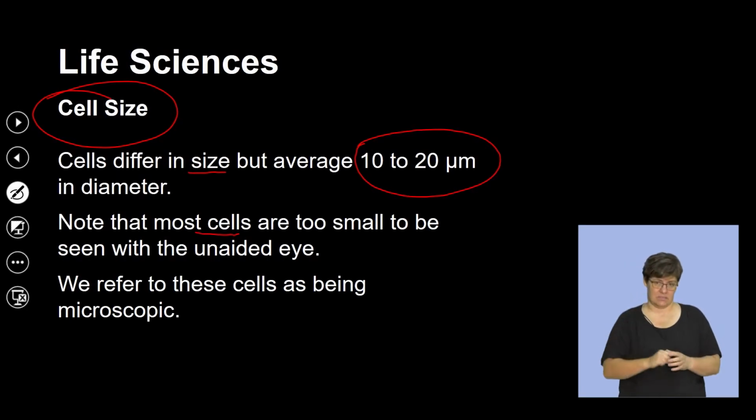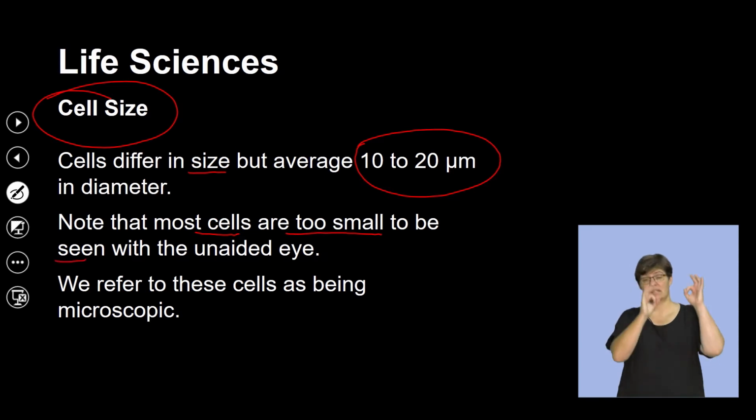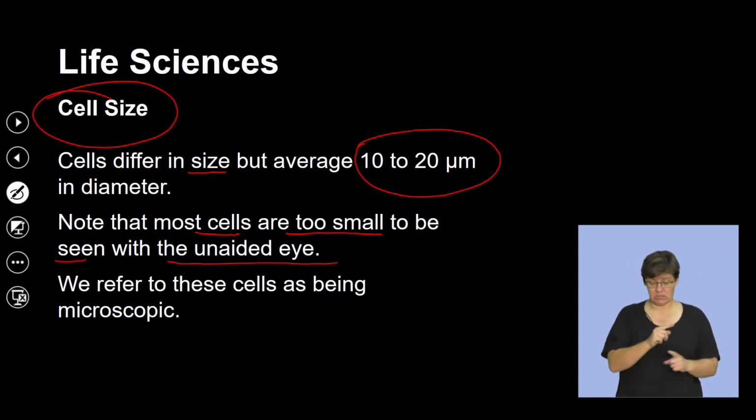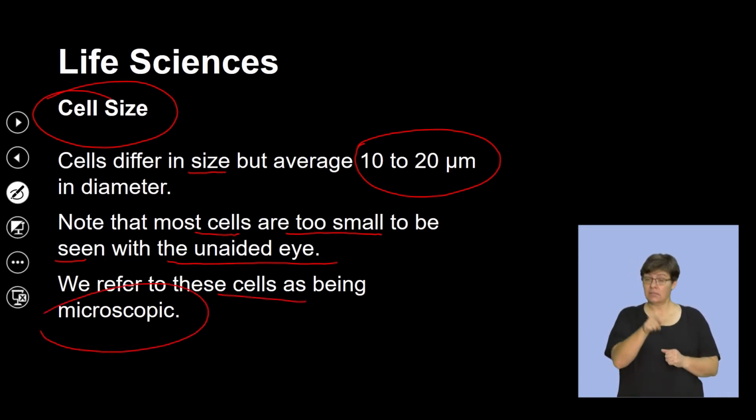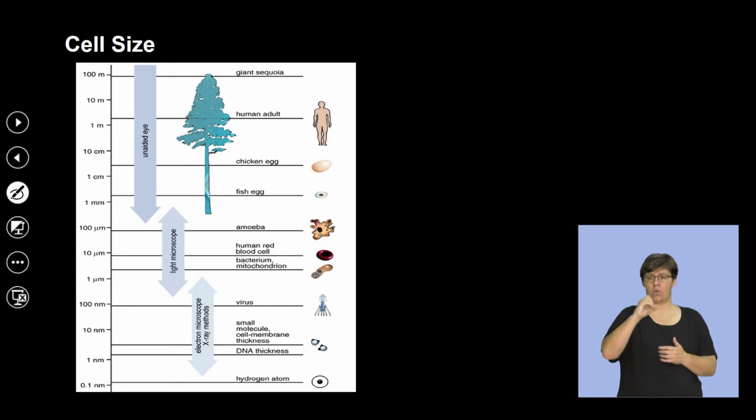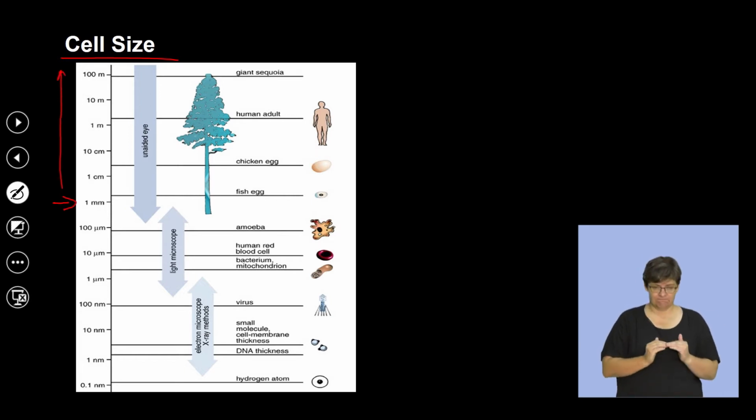Note that most cells are too small to be seen with an unaided eye or without magnifying equipment. We refer to these cells as being microscopic. So here is a comparison of living organisms and their general size. Here we have a scale of 1 millimeter, which we will start off with, and then we will work our way up and then further down, decreasing in size.